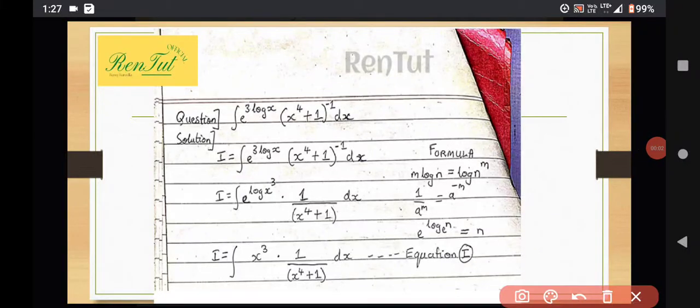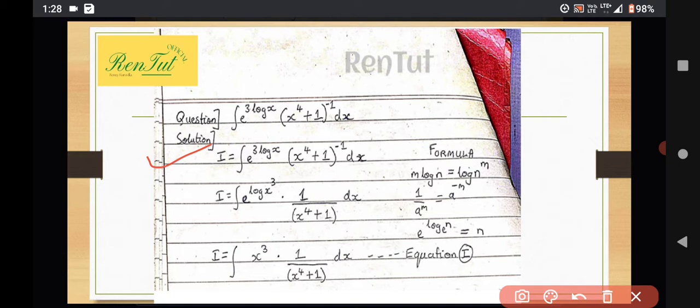We will be starting with a new question. This is a question: integration of e raised to 3 log x, multiplied by (x raised to 4 plus 1). This is the question, so we need to write the solution.